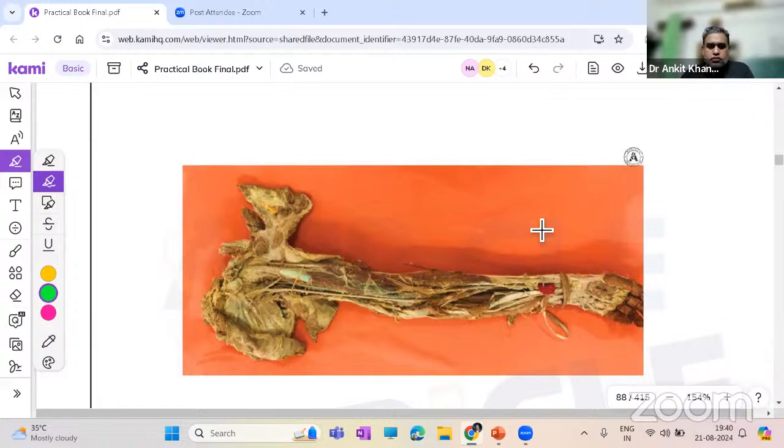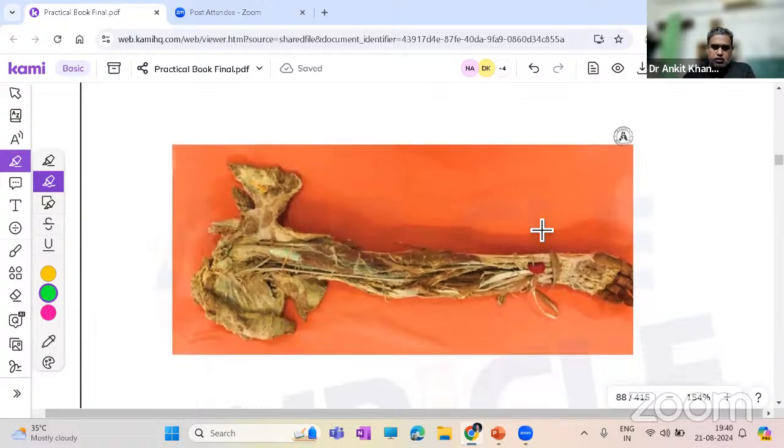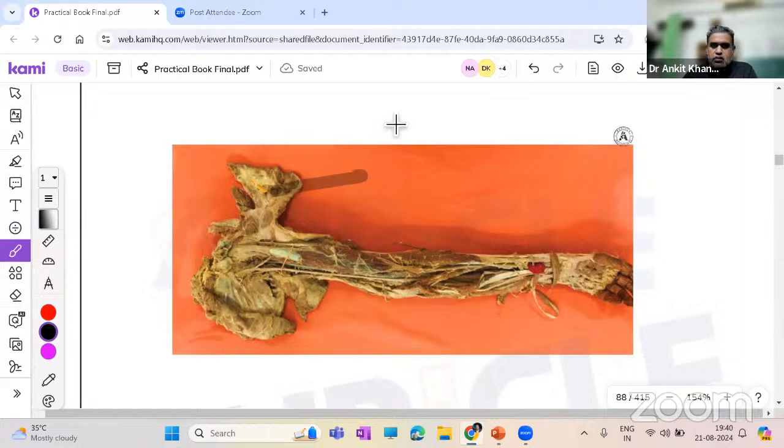This is a dissected specimen of the upper limb. In all the spotters, we have this sort of dissected specimen, asking you different things. This is spotter number 1. Here, let me place an arrow over here. Suppose the probe of the examiner is over this particular muscle, and the examiner asks, what is this? This is a huge muscle.